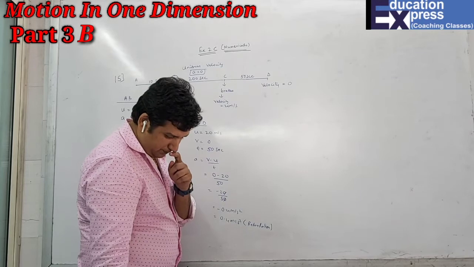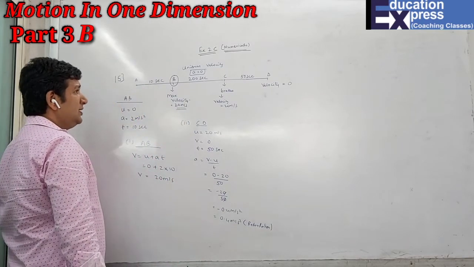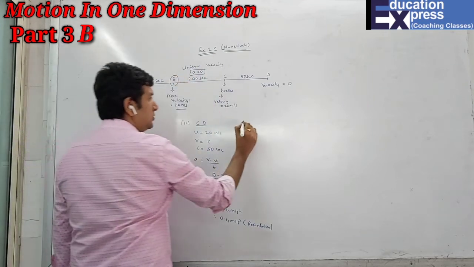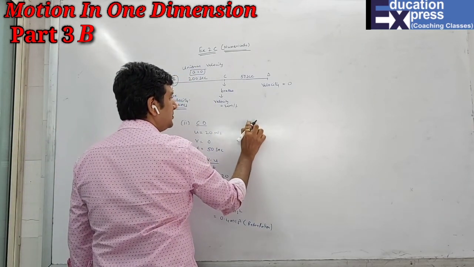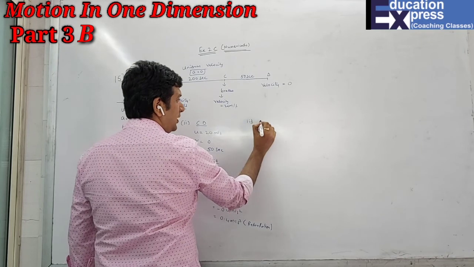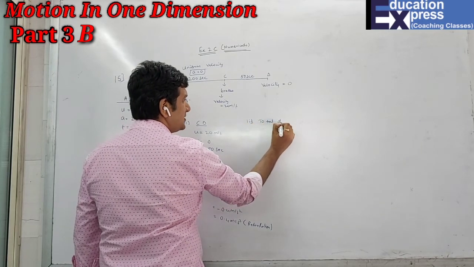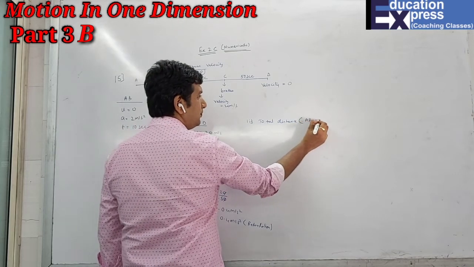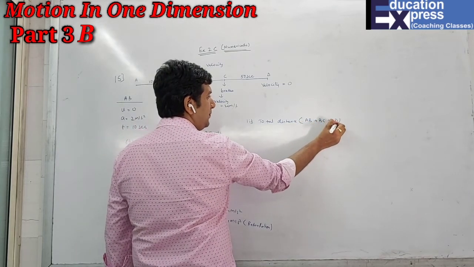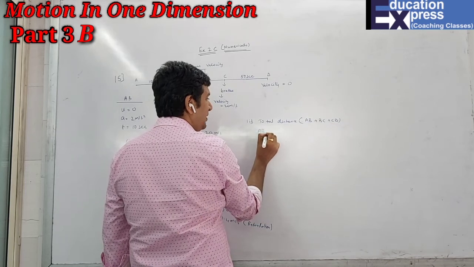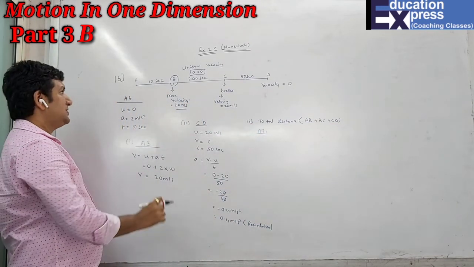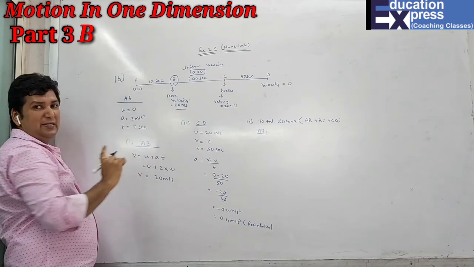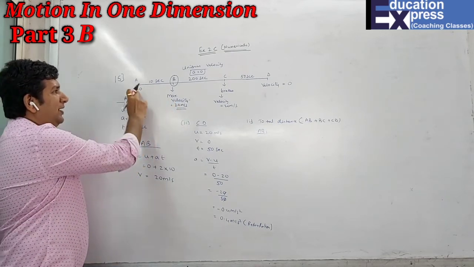Now what did they ask? Third part. Total distance traveled. That means distance from A to B, B to C and C to D. So for the third part, the total distance they have asked. That means I have to find the distance for the AB part, BC part and CD part one by one. For AB, can I use the kinematic equation? Yes, because the velocity is changing. If velocity is changing, it is accelerated. I can use kinematics to find distance.